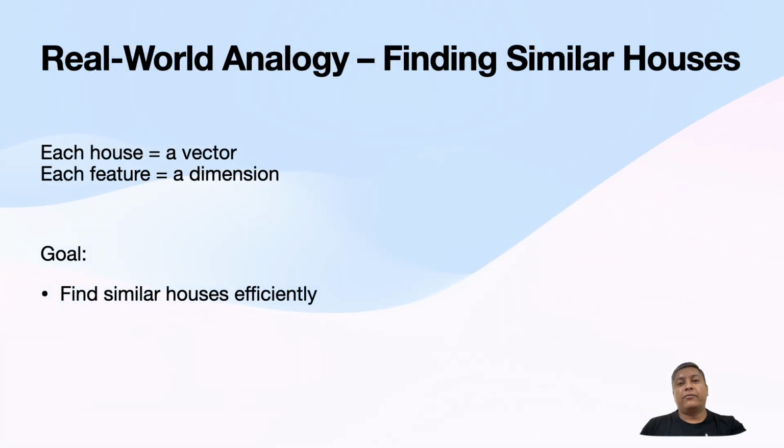Think about searching for a house. A house can be described by many features: price, location, size, number of rooms, and so on. Together, these features form a multi-dimensional representation. When you look for similar houses, you don't inspect every house in the country. You narrow down the search intelligently. That's exactly what vector databases do with embeddings.